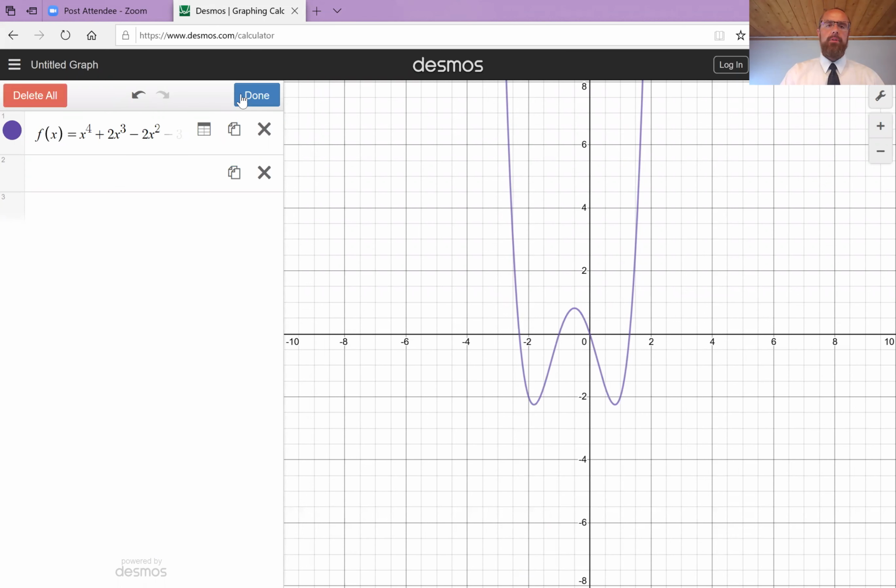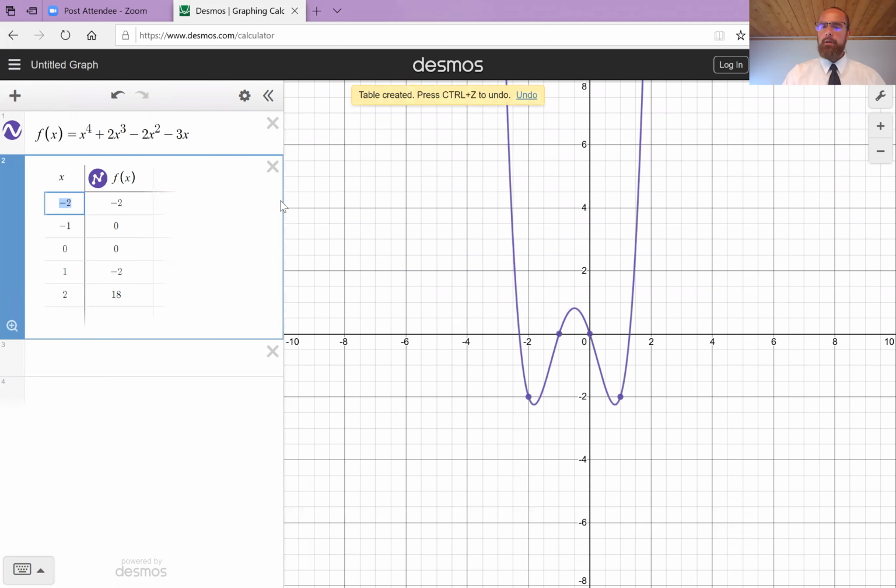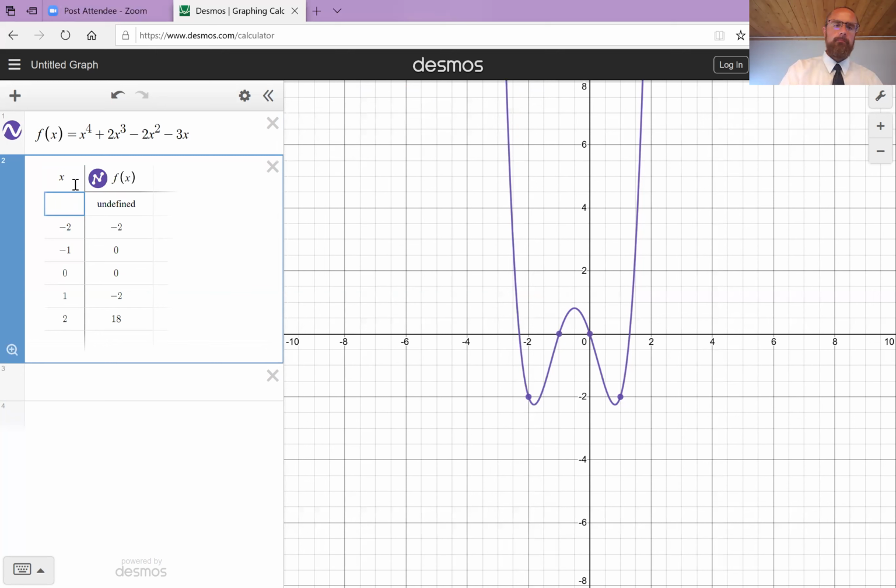So I'm going to create a table of values. And I think I need to center it around the x value -1. I see that's kind of the center of the graph. So I'm going to back up to -3. So I'm going to record those points: -3, 18, -2, -2, -1, 0, 0, 0, 1, -2, and 2, 18. Let's head back to graph this function.